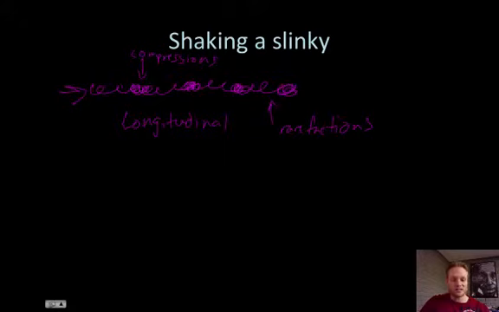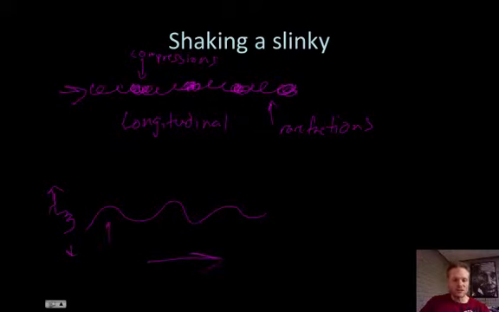You also could take a slinky, and let's say your hand's here, and you make your hand go up and down, right? The slinky will go like this. Even though the wave is moving this direction, the particle movement is up and down, okay? And that's called a transverse wave.